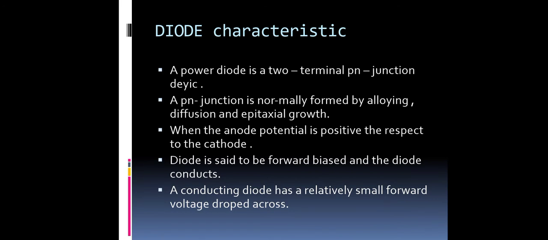Suppose the anode potential is positive with respect to the cathode; the diode is said to be forward biased. A conducting diode has a relatively small forward voltage drop across the junction. Suppose the anode potential is negative with respect to the cathode; the diode is said to be reverse biased. This is the simple diode characteristic.